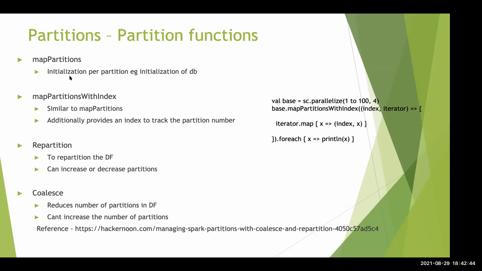mapPartitionsWithIndex is pretty similar to mapPartitions. It additionally provides an index to tag the partition number. This is one example. If you want to know the index, I don't remember where I used it, but there was one use case where I needed to know the index of the partition. If your number of partitions is 50, then you will know in which partition the code is running through the index number. I think I needed to create some random thing so that it is not unique across all the partitions. So for that, I ended up getting the partition index and added that to the value I was getting to create some sort of randomization.